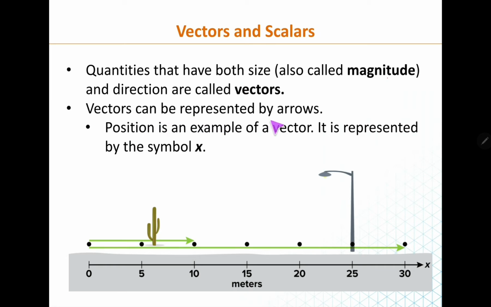Vectors can be represented by arrows. So the arrow here is a vector, and this is also a vector. Position is an example of a vector. It's represented by the symbol x. So the first symbol that we will learn in this lesson is x. x represents the position of the object.